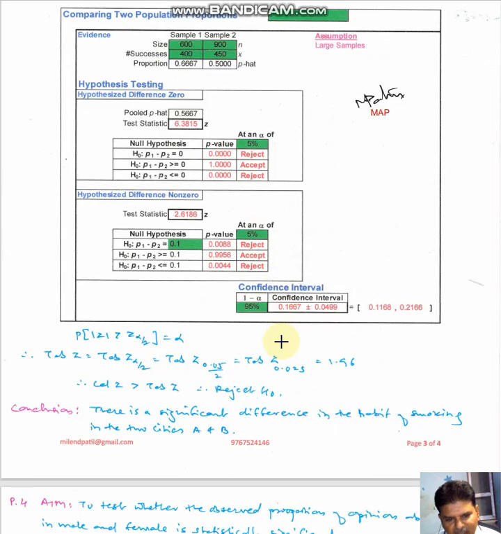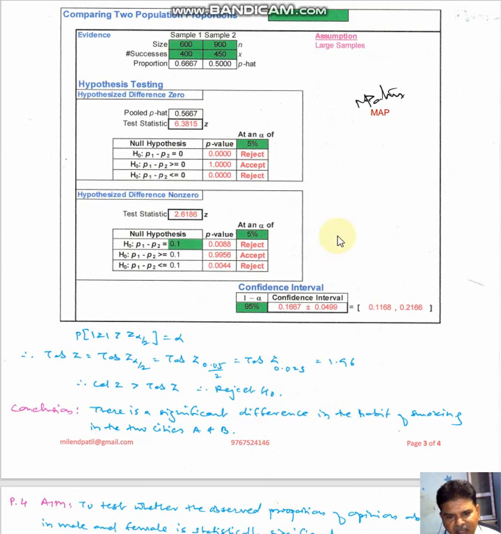Now, what is my calculated Z? Table Z I am getting as 1.96. So calculated Z is greater than table Z. Therefore, you can reject H0. And what is the conclusion? The conclusion is there is a significant difference in the habit of smoking in the two cities A and B, right? So now move towards the last example.